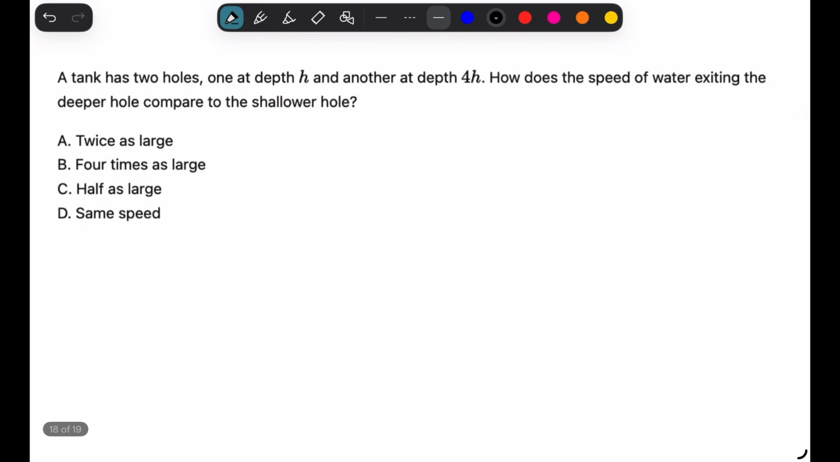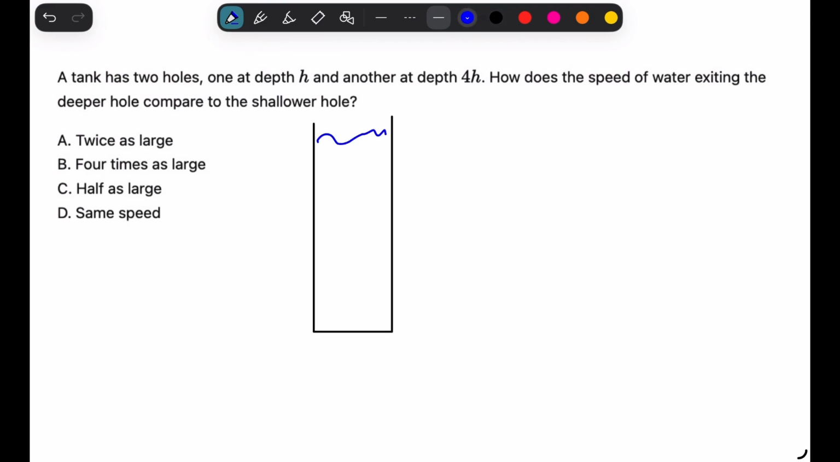A tank has 2 holes, one at depth h and another at depth 4h. How does the speed of the water exiting at the deeper hole compare to the shallow hole? So here we have h, and then lower than that by 4 times, we'll say this is h, and then this is going to be 4h. So you're going to have water exiting here, and you're going to have water exiting here.